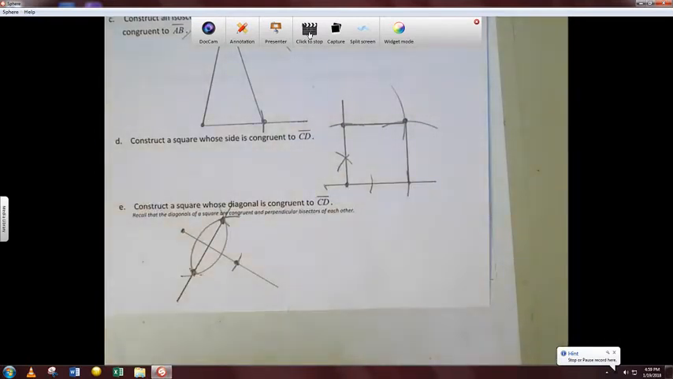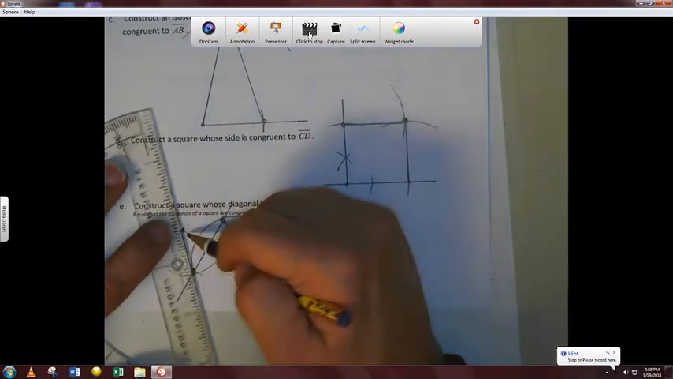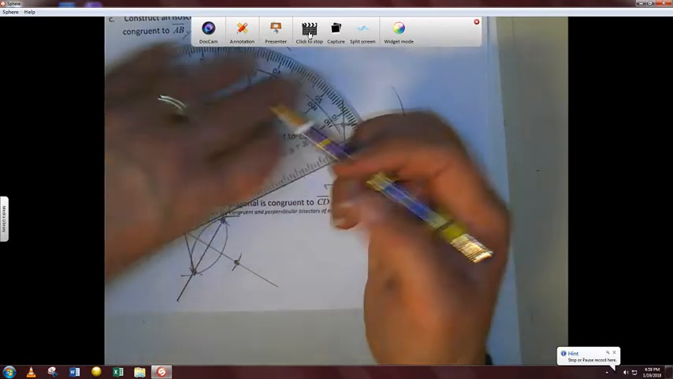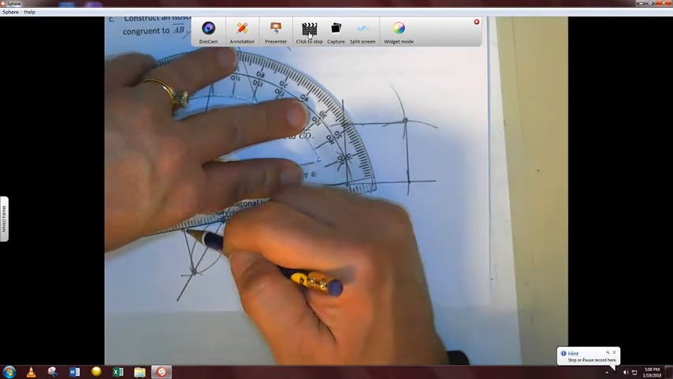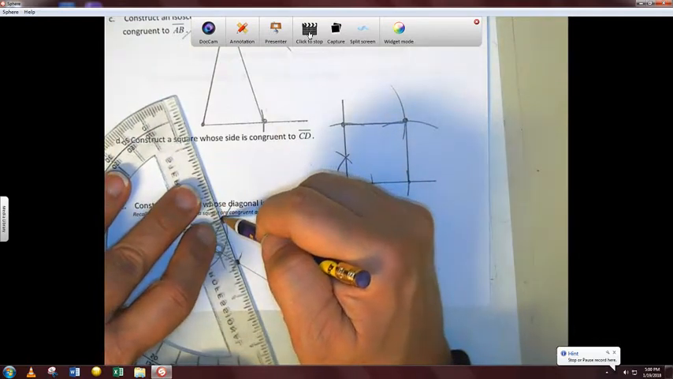And now if I connect all of these vertices, I should have made a square that has a diagonal the length of CD. And actually, since the diagonals in a square are congruent, both diagonals should be length CD.